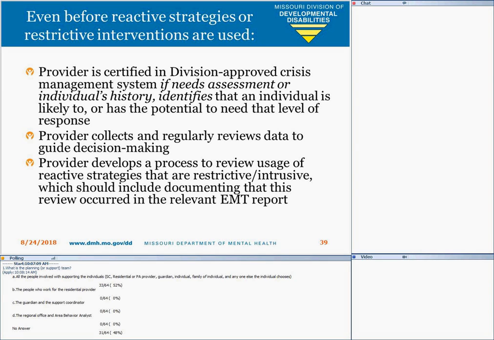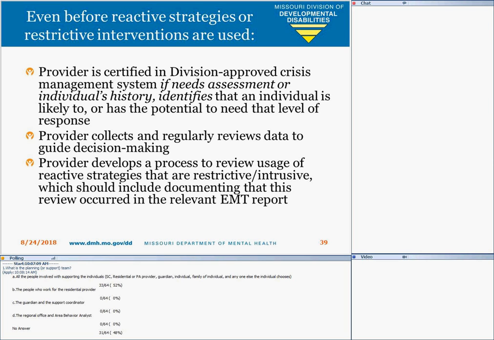The provider and the planning team should be collecting and regularly reviewing data that they use to guide their decision-making on whether the ISP strategies are working, their preventive strategies are working, and the safety crisis plan is working. And providers should be developing a process to review those reactive strategies that are restrictive or intrusive, and that should include documenting that this review has occurred in the relevant incident report.